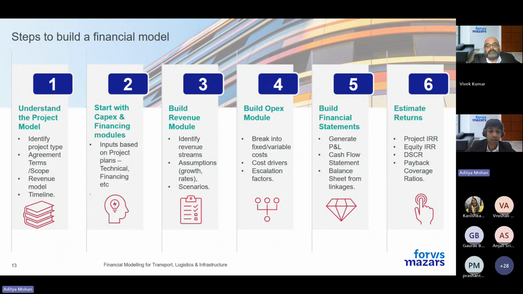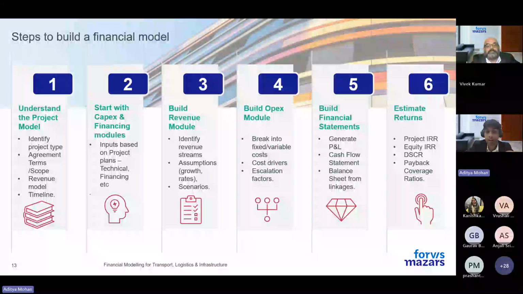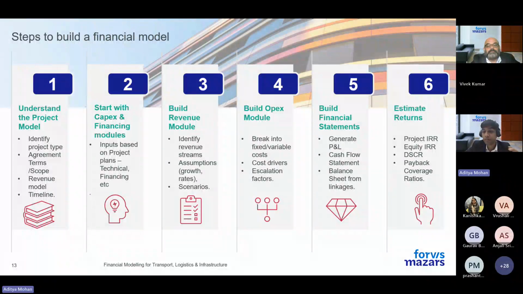Then you start with building the revenue model. In this, you would identify and map each revenue stream. That could be volume into rate, or lease area into occupancy into rate, or tonnage handled into your tariff. Where the dynamics are different, divide them into segments and also build assumptions for base, high, and low cases. It's best to add scenario toggles early on because it saves time later during review.